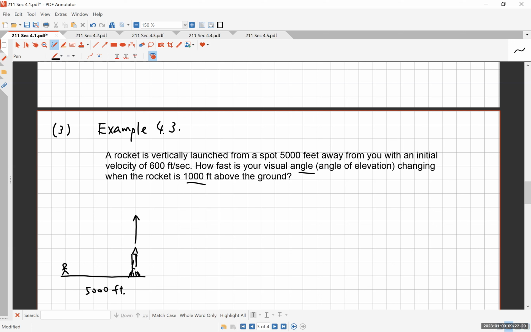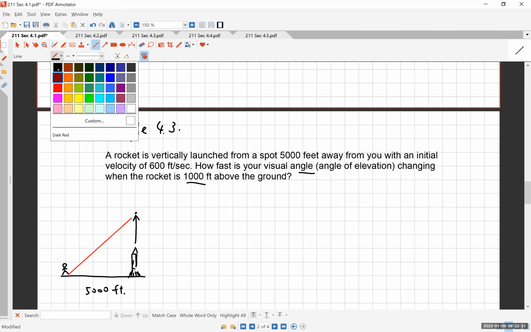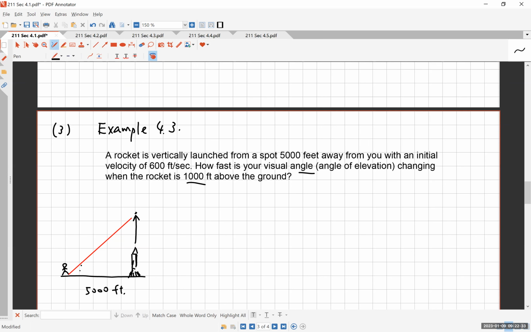And then the question is, let's say the rocket's right here, then you'll be looking in this way, and this is the visual angle, the angle of elevation. That would be that angle. So it's the angle from the horizontal plane as you look up to where the rocket is. That's the angle of elevation, and that is of course changing.